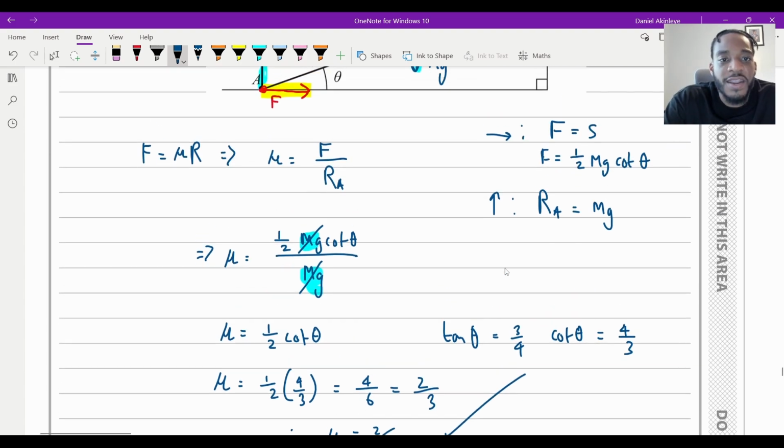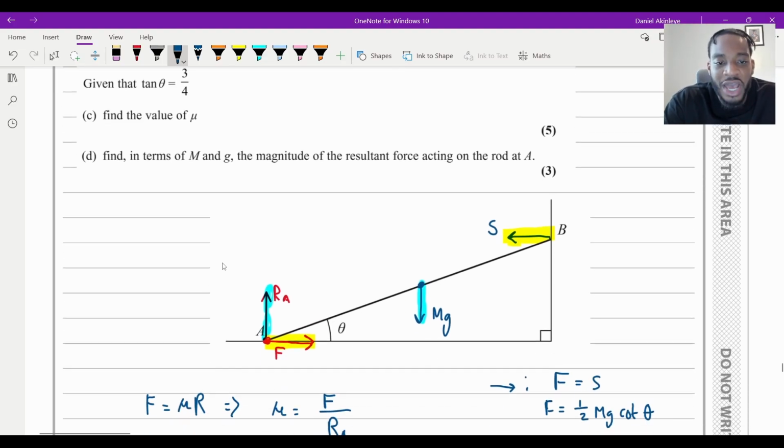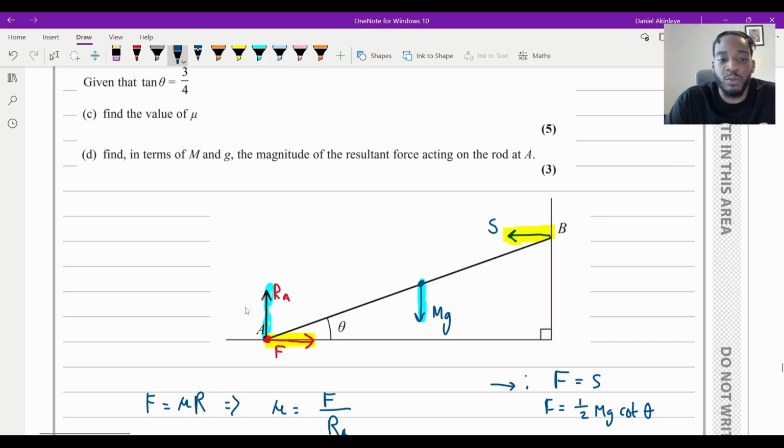Okay, so that's done. Now let's have a go at part D. For 3 marks, it says find, in terms of M and G, the magnitude of the resultant force acting on the rod at A. Now when we look at the rod at A, we've got two forces. We've got a horizontal force of the friction, and we've got a vertical force, the reaction, right? The magnitude of this resultant force is just going to be the Pythagoras of these two components of forces here.